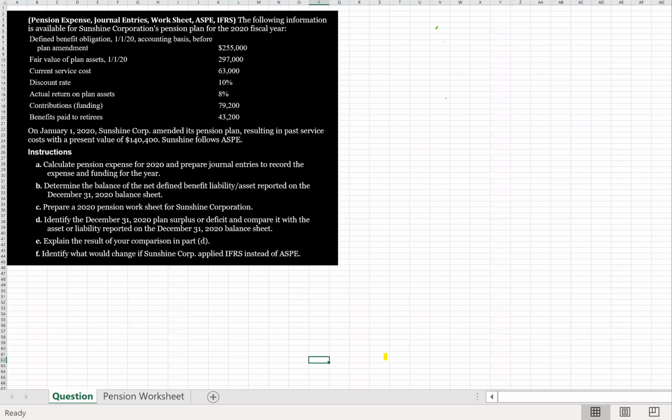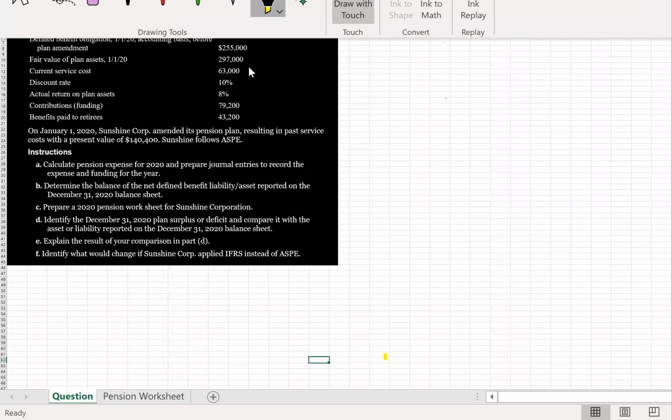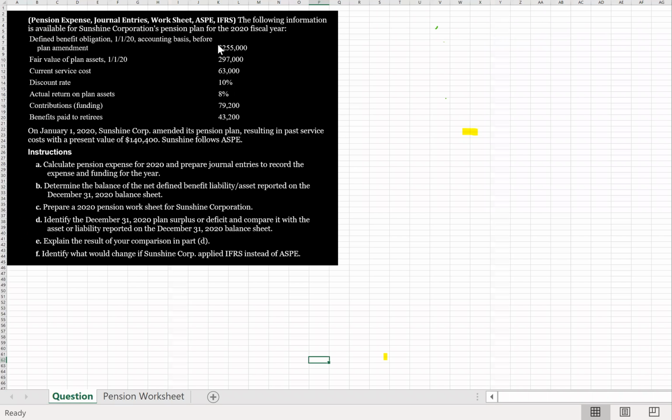Okay, so we've dealt with these items here. Now we've got current service costs, discount rate, actual return, contributions, benefits. And I'm going to give you a tip here. So what we want to do is think about this from a time perspective.